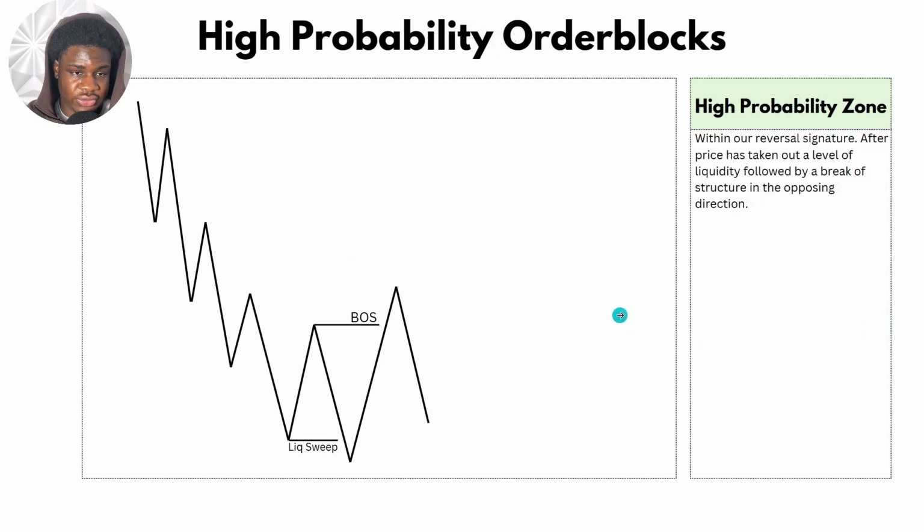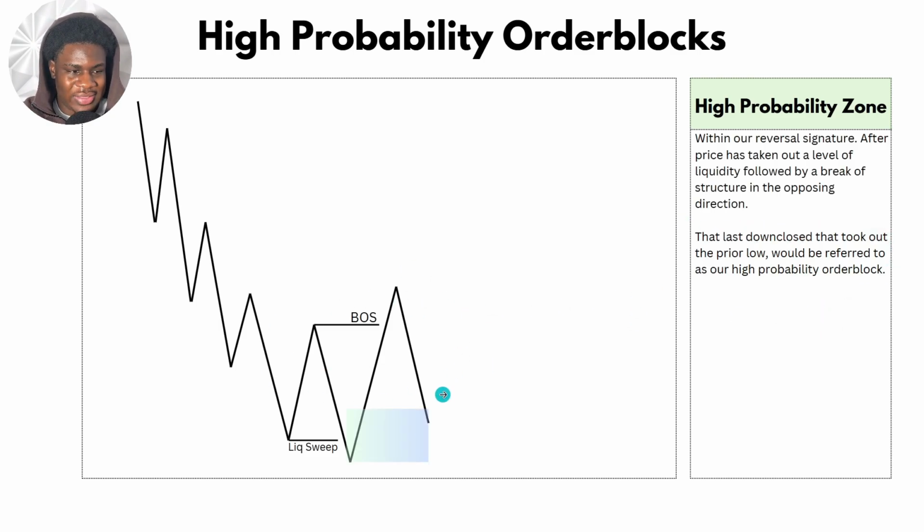Within our reversal signature, after price has taken out a level of liquidity following the breaker structure in the opposing direction, just like so, that last down close candle that swept that level of liquidity would then be identified as our high probability order block. Order block is very, very simple. It's an area where we can identify a potential strong point.